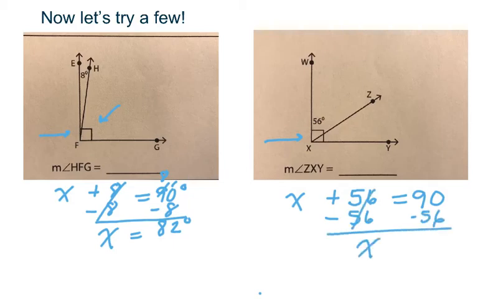So X is left because we cancel out 56 on this side, equals 90 minus 56. I'm going to borrow from my 9, make that an 8. That's a 10. 10 minus 6 is 4. And 8 minus 5 is 3. So the missing angle here is 32 degrees. And that is how you do that.